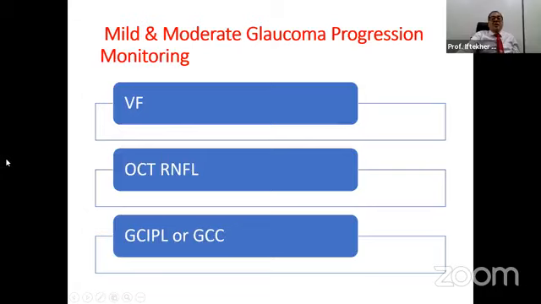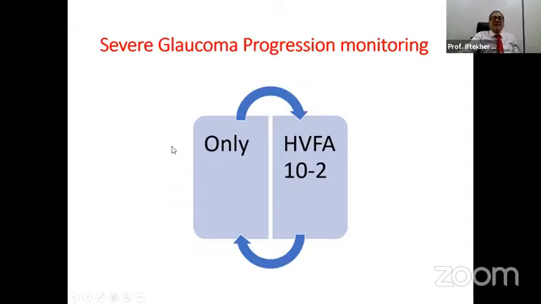In mild to moderate glaucoma, we can see the progression by the visual field and peripapillary and paramacular ganglionic cell analysis. But in severe glaucoma, due to the floor effect, we cannot see the progression by OCT. We can see the progression only by the visual field test, that is the 10-2 test, the 10 and 2 program.